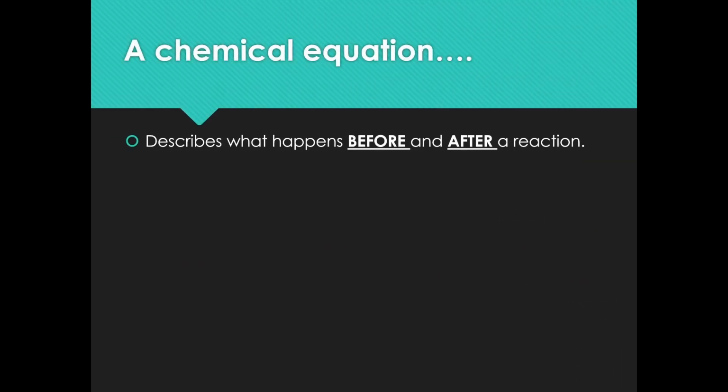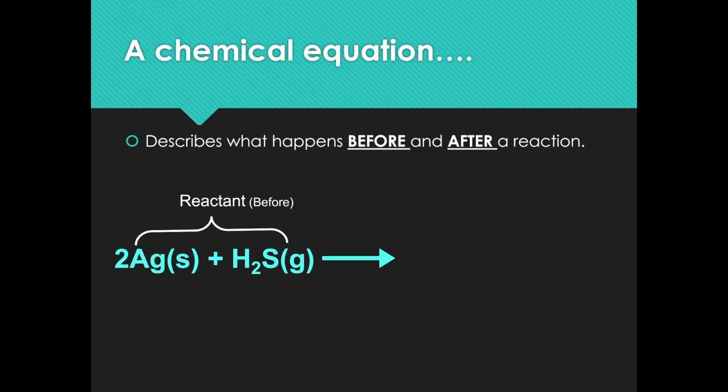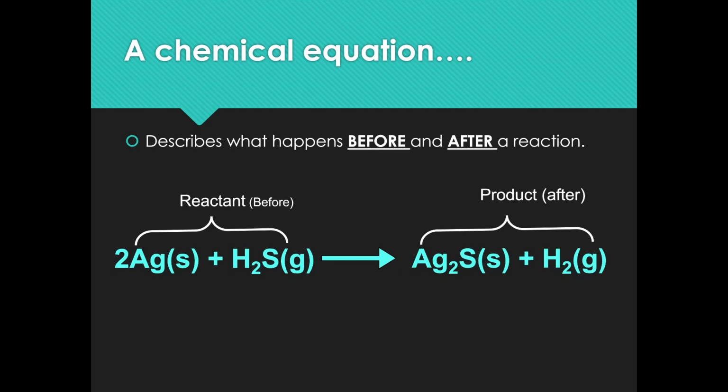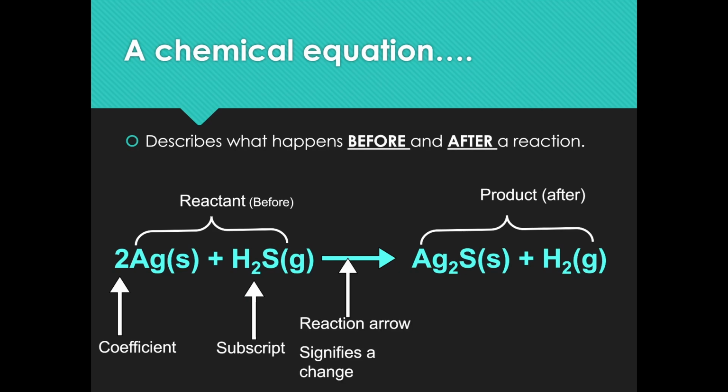A chemical equation describes what happens before and after a reaction. You get something that looks like this, where you have a reactant or reactants before. Then you have a product after. You have a thing called a coefficient, and we'll talk about that in more detail. You have things called a subscript, which is that little 2 next to the H. You have a reaction arrow signifying a change. And then you have, usually in brackets, a state of matter.